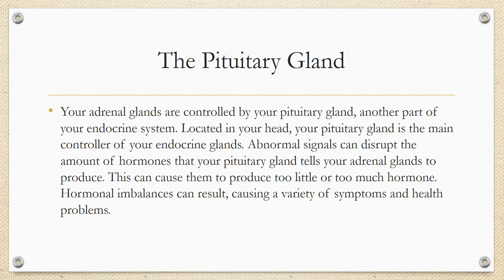The pituitary gland. Your adrenal glands are controlled by your pituitary gland, another part of the endocrine system. It's obviously located in your head, and it's the main controller of the endocrine glands. Abnormal signals can disrupt the amount of hormones that your pituitary gland tells your adrenal glands to produce. This can cause them to produce too little or too much, and the hormonal imbalances can result in a variety of symptoms and health problems.